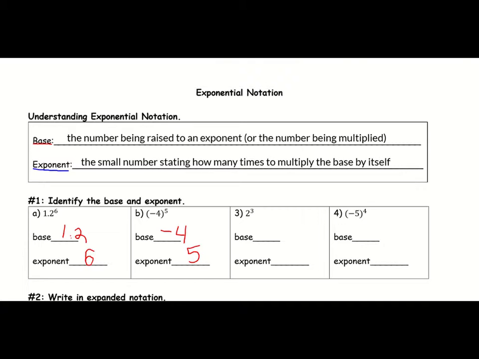In problem 3, my base, the number I would actually multiply, would be 2. And my exponent would be 3. I'm going to multiply 2 by itself 3 times. And number 4, the base for -5 to the 4th would be -5. And my exponent, the amount of times that I'm multiplying -5 by itself, is 4.